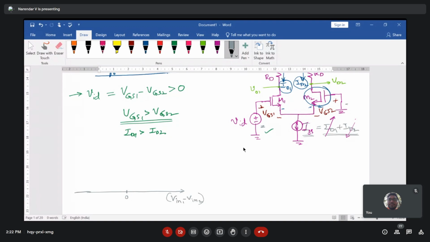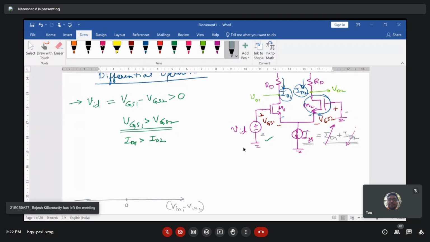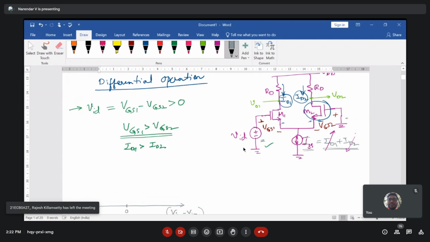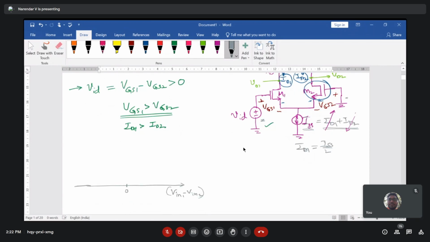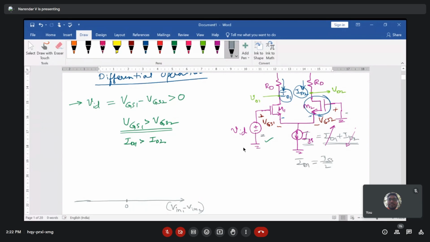When both inputs are the same, VGS1 is equal to VGS2. As a result, ID1 is equal to ID2. You will get the same current because VGS1 is equal to VGS2. If that is the case, then ID1 is equal to ISS by 2, and ID2 is also ISS by 2. At V input 1 equal to V input 2, which is the differential input equal to 0 case, the current in your differential amplifier ID1 is ISS by 2 and ID2 is ISS by 2.